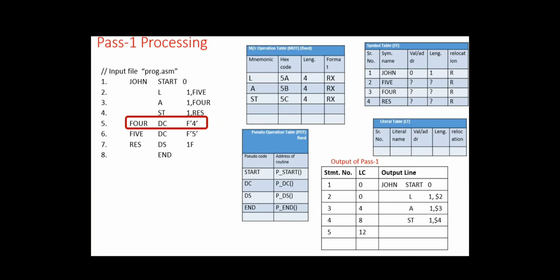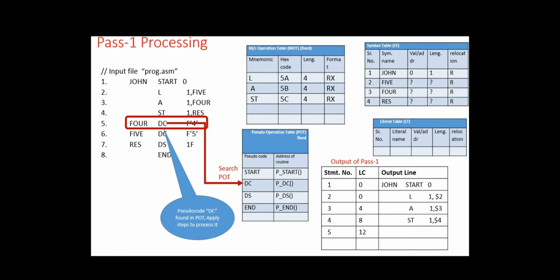Line number 5 you are reading. 4 DC F'4', value 4. So compare DC with pseudocode table, and yes, you have a match successful in pseudocode table. Pseudocode found. So apply the steps for DC. Now please remember, for every pseudocode actions are different. Okay, सारे pseudocode similar behave नहीं करते हैं. So every pseudocode has its own unique steps. That's why we are writing them in a separate function. So pay attention to what we are doing for DC. Mnemonic के लिए आपके steps fixed हैं, but आपके pseudocode के steps different हैं.